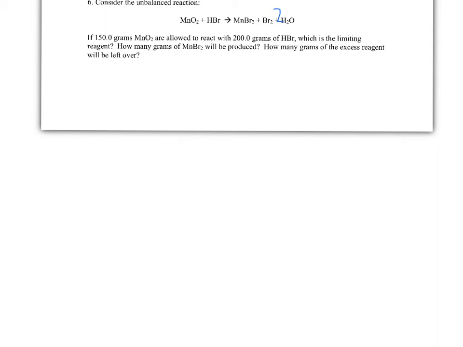Now we have 4 hydrogens on the right. That's going to require 4 in front of the HBr on the left. Taking a quick look at this, it looks balanced right now.